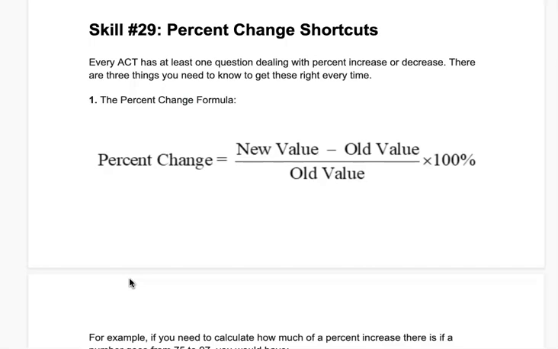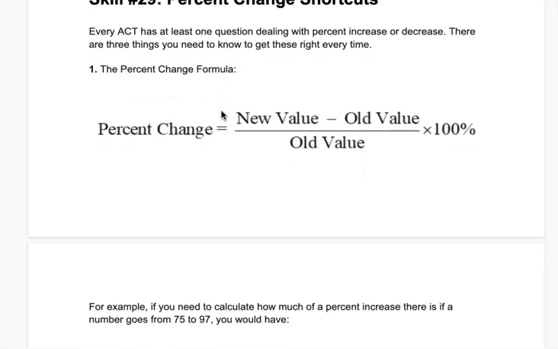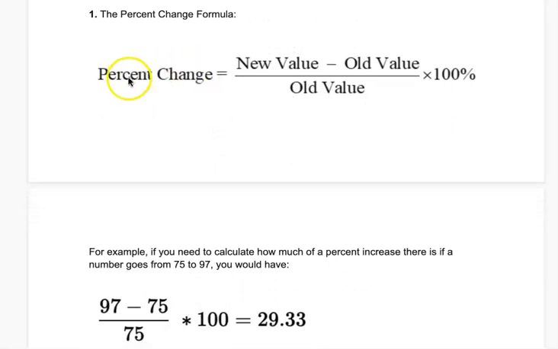You're going to get a variation of one of these three problems, and very likely you'll get two out of these three. So these are the three types of problems that are challenging and how to deal with them. First of all, the percent change formula. When a question asks what is the percent change, this is how you have to do it. The percent change is the new value minus the old value divided by the old value times 100.